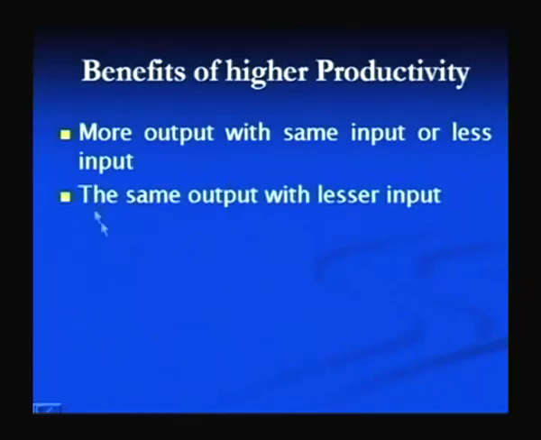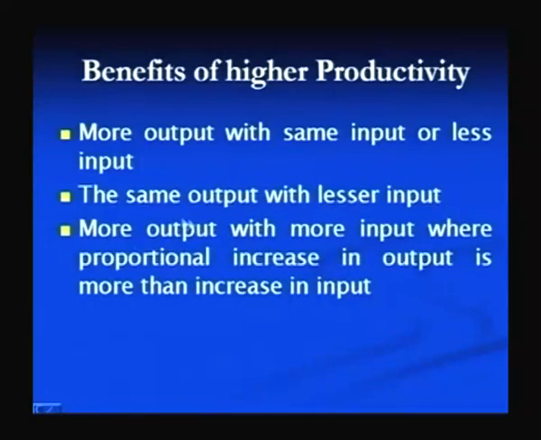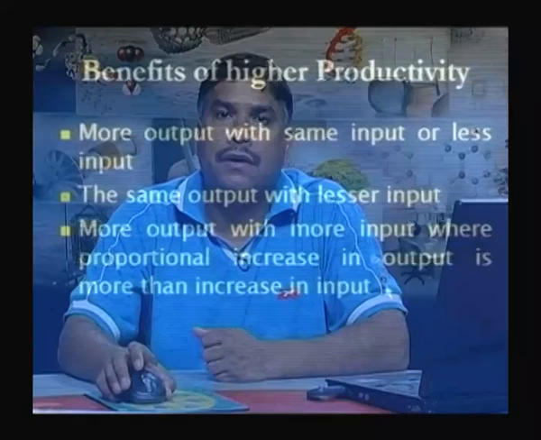Another possibility is that the same output is produced with lesser input, and the third possibility is that more output can be produced with more inputs, where the proportional increase in output is more compared to that of the increase in input. So if, with the increase in input, there is a significant increase in output, then that will also help to produce a large quantity of goods which can be made available to the people of the society, so that their standard of living can be improved.